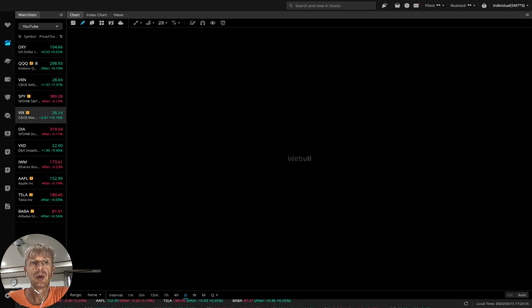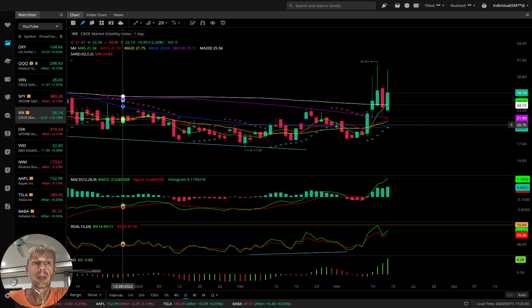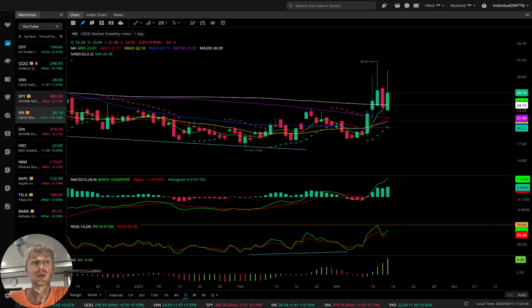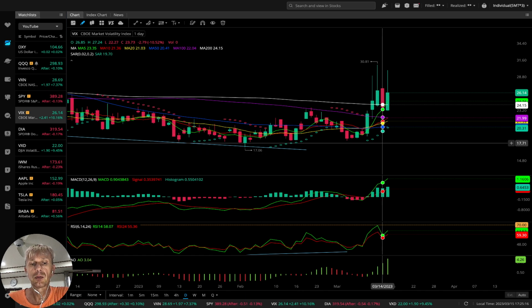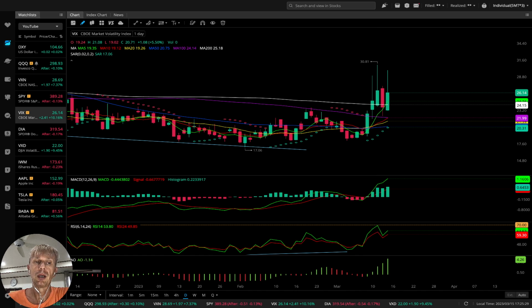Let's move to VIX. VIX also plus 10%, right? But that's expected because SPY was negative today and VIX was positive. But Qs was positive today. Let's do VIX daily time frame. Bullish. VIX is still above MA 200, bullish crossover, bullish on all indicators. On daily time frame, VIX bullish, it's bearish for SPY.